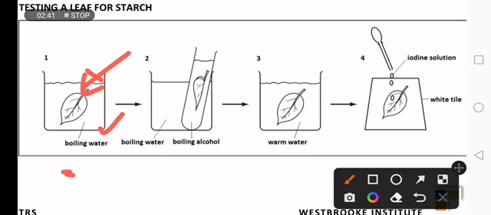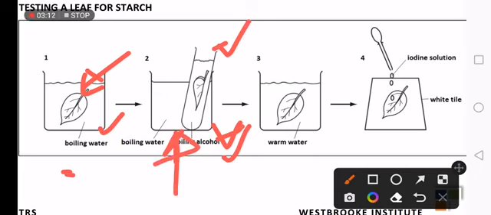We put that boiled leaf in alcohol or methylated spirit. The methylated spirit must be inside a test tube. Then you put the leaf inside the test tube containing alcohol. The flame of your burner must not hit the test tube directly.